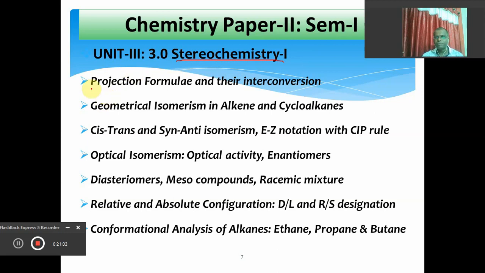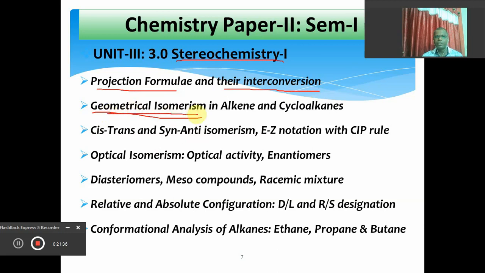In this, we are able to represent a molecule in different ways. How can we draw its structure in order to know all its properties, in order to know its three-dimensional structure? These ways are called projection formulae. How can we represent the molecule with the help of different projection formulae, and how can we interconvert these structures into one another? That we will discuss in this stereochemistry.